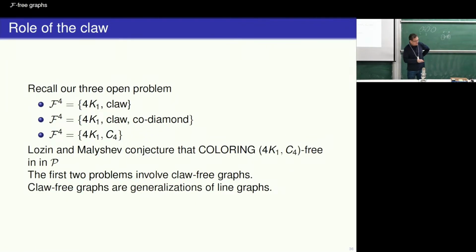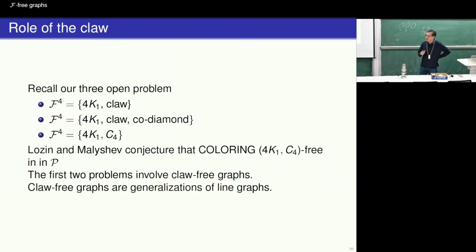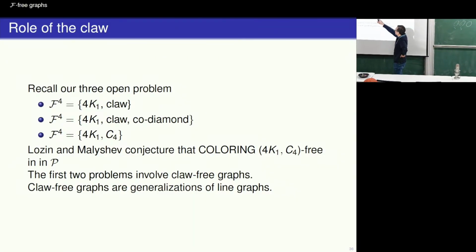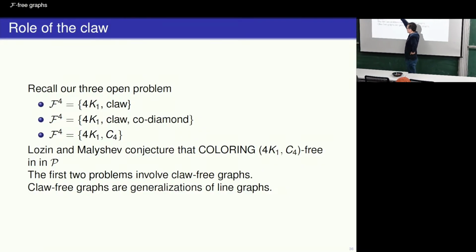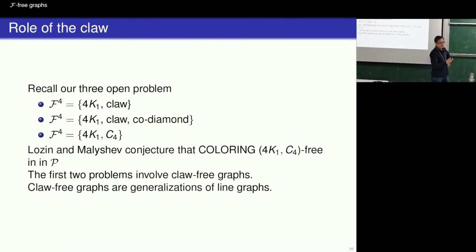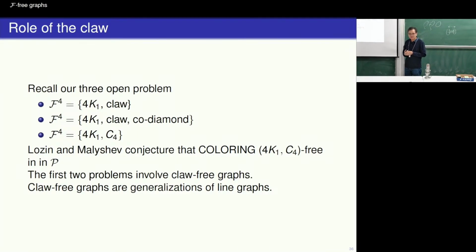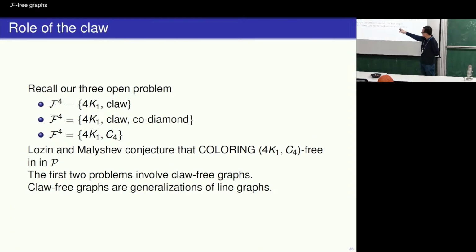I want to talk very briefly about the role of the claw in this thing because that's very important. The first two open problems have something to do with the claw. And of course, claw-free graphs are very well studied. I think it's the most well-studied class of restricted graphs. Finding the stability number of a claw-free graph is a very well-known problem. It actually generalizes matching, things like that. So we call claw-free graphs generalized line graphs.